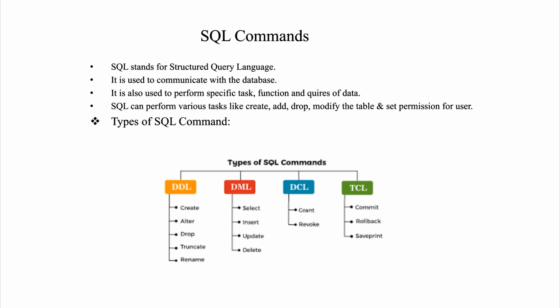Types of SQL commands. There are four types of SQL commands: DDL, DML, DCL, and TCL. DDL stands for Data Definition Language, DML stands for Data Manipulation Language, DCL stands for Data Control Language, and TCL stands for Transaction Control Language.